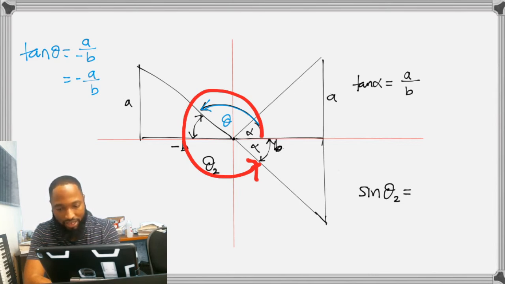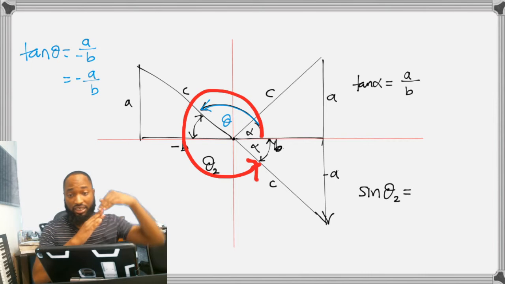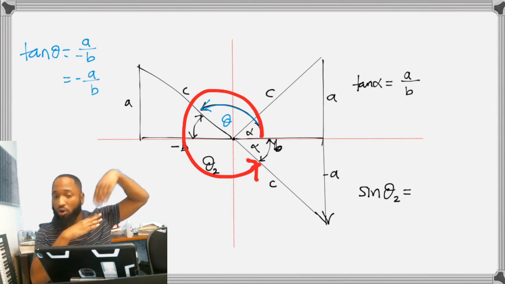Now this is the same B. The B is here, it's positive. But the A this time is negative because it's going down. So this will have to be C. We didn't really introduce the hypotenuse because we were doing tan, but the hypotenuse, we'll just call that C for now.